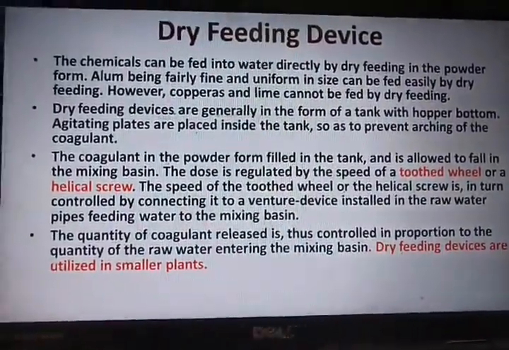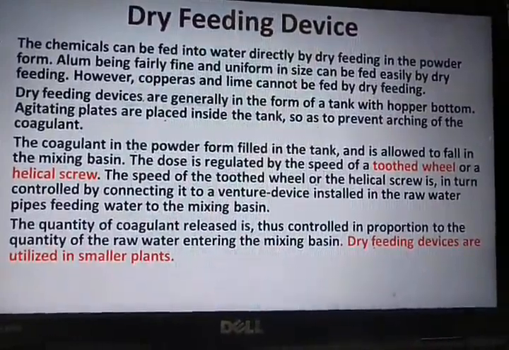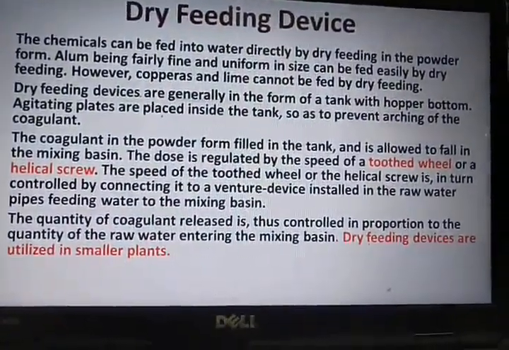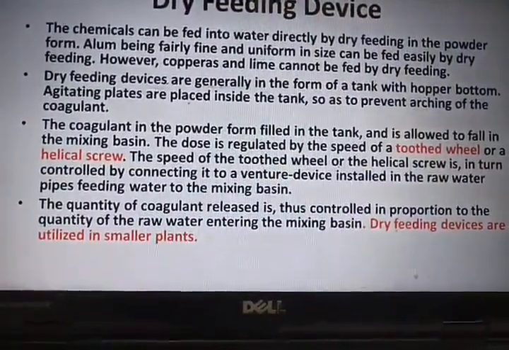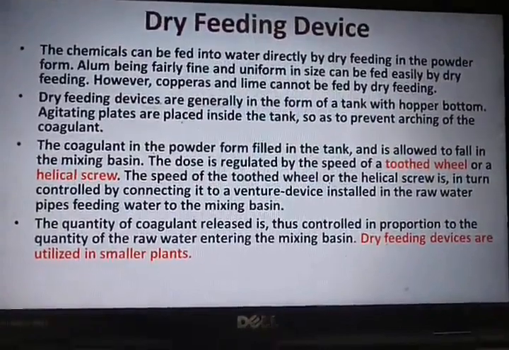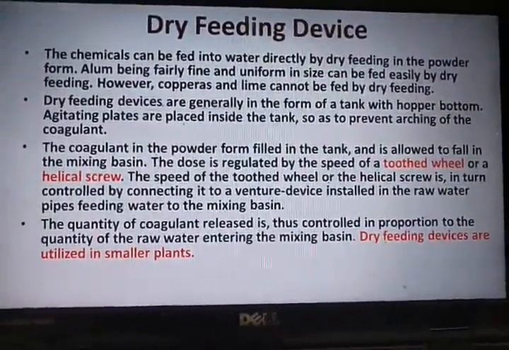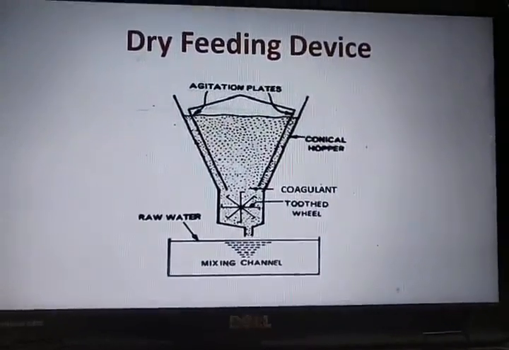Okay, so here the quantity of coagulant released is controlled by the proportion of the raw water entering the mixing, and these dry feeding devices are usually utilized for smaller water treatment plants.